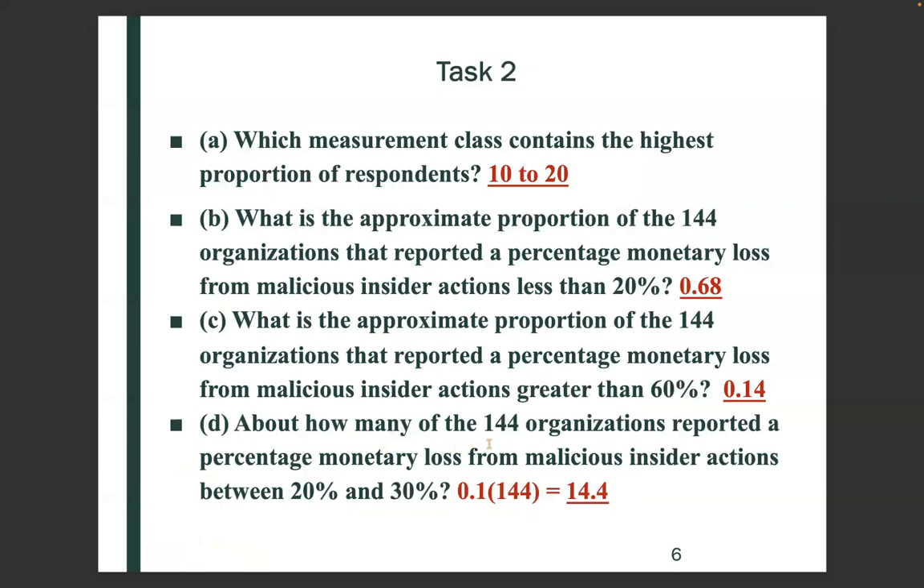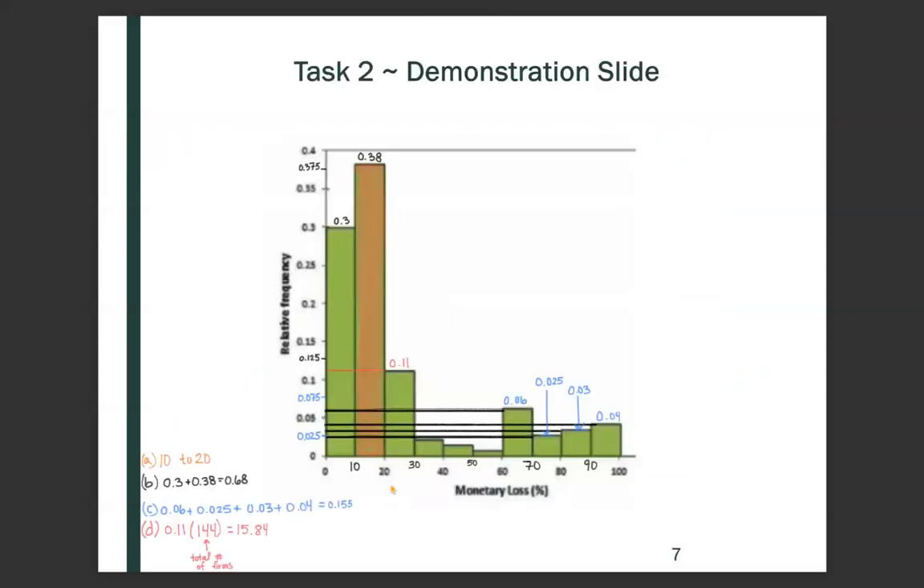About how many of the 144 organizations reported a percentage monetary loss from malicious insider actions between 20% and 30%? So if I look between 20% and 30%, I know we're going to be talking about this bin. Here we would take the relative frequency, which I estimated is around 0.11, and multiply that by the total number of firms, which is 144.